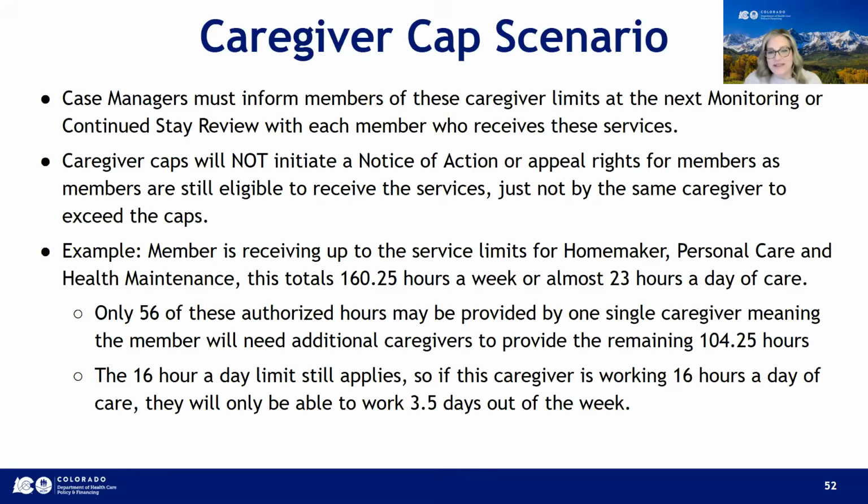That would total 160.25 hours a week, or almost 23 hours a day of care. Only 56 of these authorized hours can be provided by one single caregiver, meaning the member will need additional caregivers to provide the remaining 104.25 hours. Again, that 16-hour-a-day limit still applies. And so if somebody was working 16-hour days, they would only really be able to work 3.5 days out of that week to make sure they were staying within those caps.